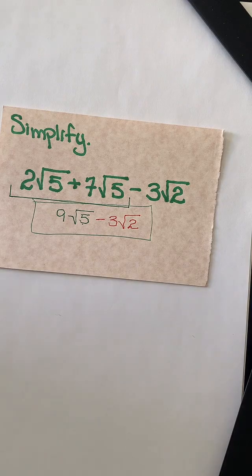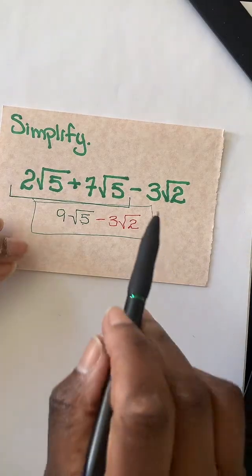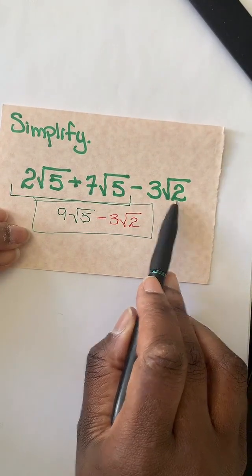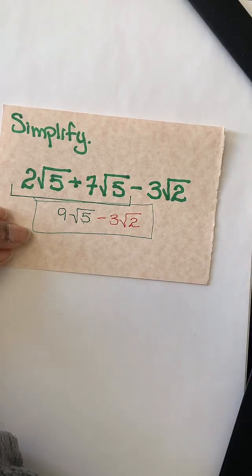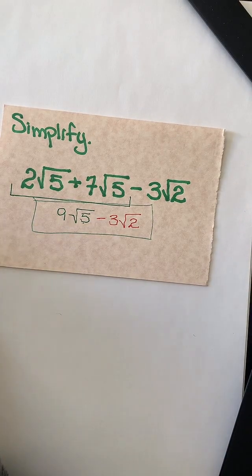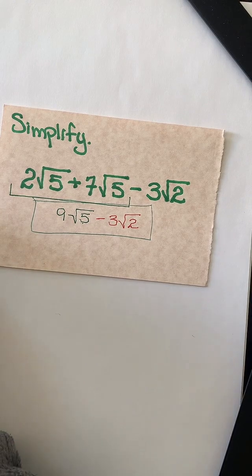All right. So what if it was all addition? Even if it was all addition, if they do not have the same radical, they cannot be combined. They cannot be combined. Does that help you, Tree?